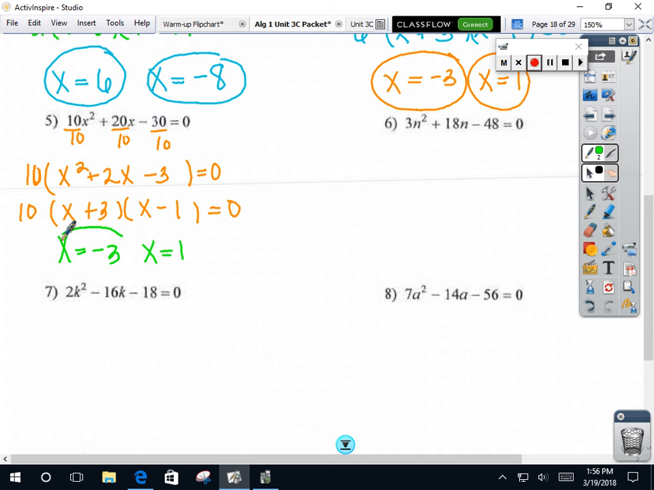Okay, the remaining 5 are homework. We have 4 minutes if you want to keep working. Otherwise, you can switch out.